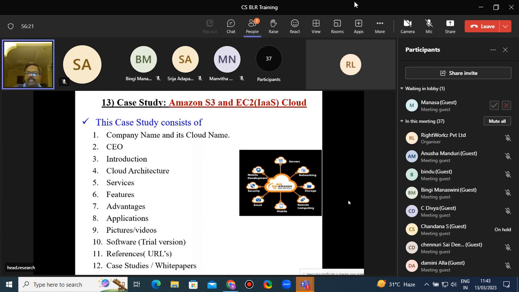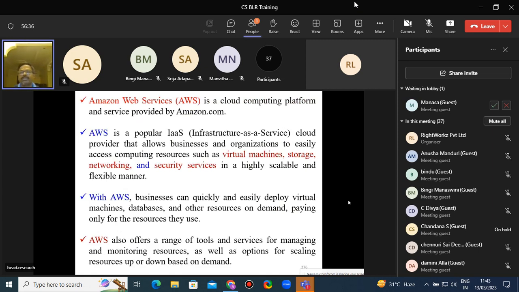So Amazon provides servers, networking, storage, remote computing, mobile computing, email, security, mobile development, etc. Amazon Web Services is a cloud computing platform and service provided by Amazon.com. AWS is a popular infrastructure as a service cloud provider that allows businesses and organizations to easily access computing resources such as virtual machines, storage, networking, and security services in a highly scalable and flexible manner.